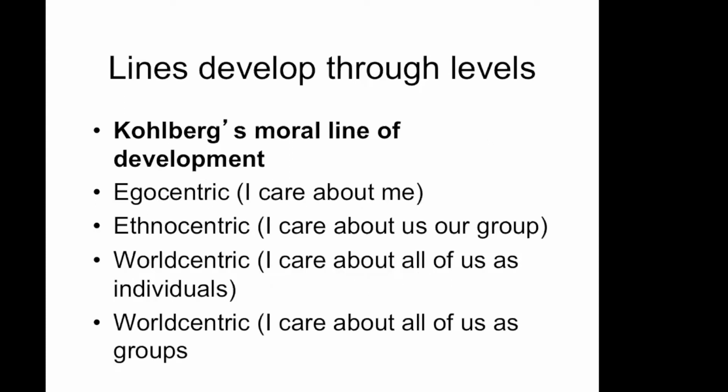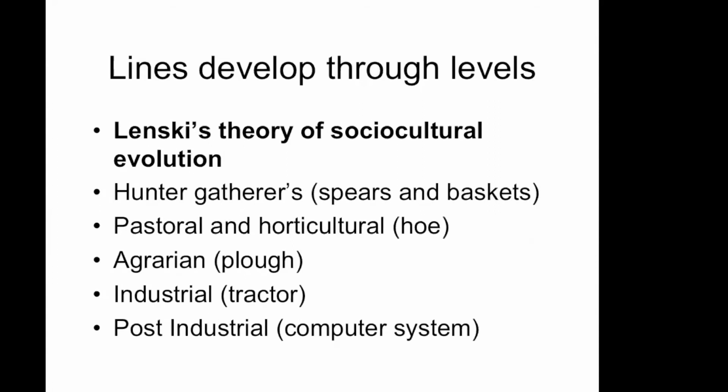If you look at Kohlberg's moral line of development, what I'm doing here is giving you examples of lines, so you have something to apply to. In Kohlberg's moral line of development, there's the egocentric, I care about me; ethnocentric, I care about us or our group; and world-centric, I care about all of us as individuals. And then you can go even further in world-centric, where I care about all of us as groups. And in Lenski's theory of social evolution that I went through, hunter-gatherers start with spears and baskets, pastoral and horticultural would have a hoe, agrarian would have a plough, industrial would have a tractor, and post-industrial would have computer systems.